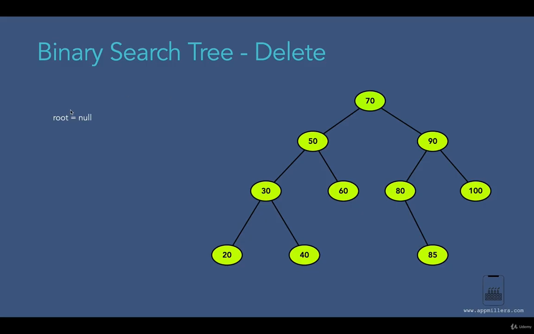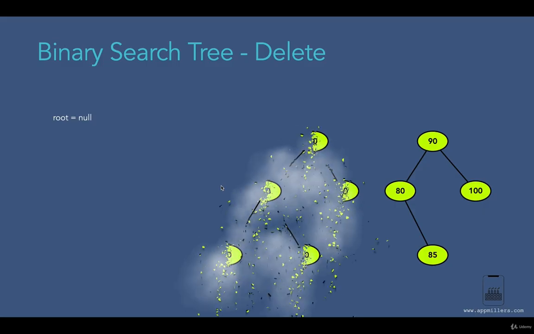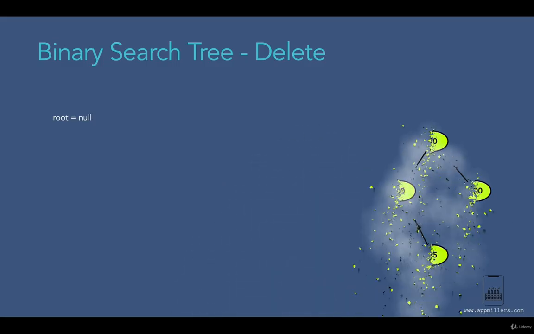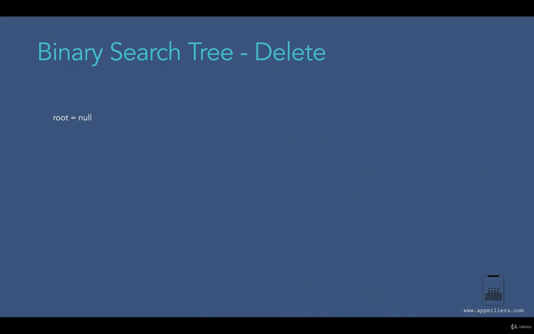Now in this case of the binary search tree, if I set the root node to null, the root node is 70, so it's going to be deleted from the memory. After it's deleted from the memory, these left and right children become eligible for garbage collection. First the left child is going to be deleted, then it's going to continue to delete the right child from the memory. Now with this, we have successfully deleted the binary search tree from the memory.